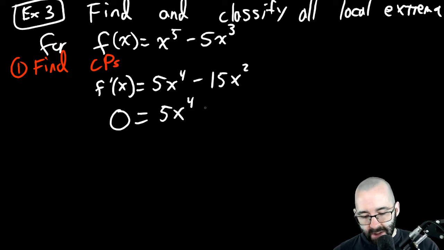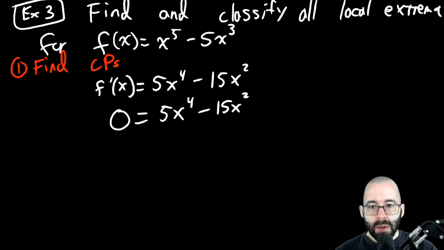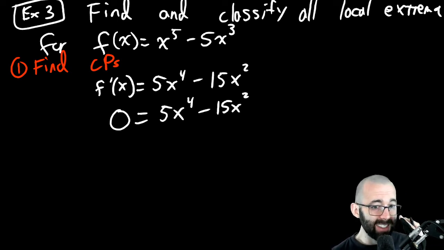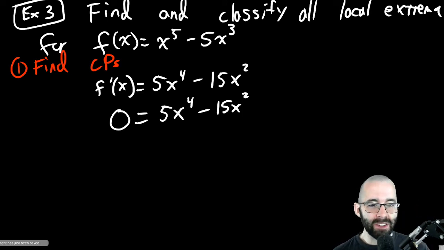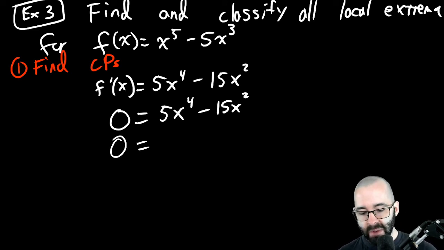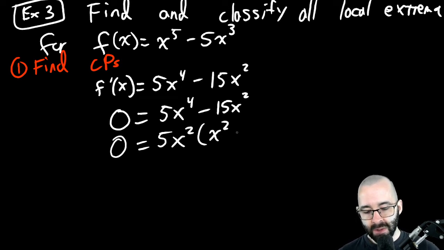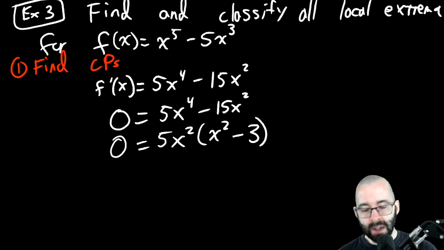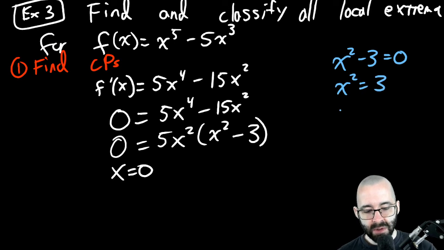So how do we solve this? This is a quartic function, a 4th degree polynomial. And before you freak out and say, I don't know the quartic formula, which exists for certain subclasses of quartic functions, you don't need any quartic formula. Let's factor. Let's take the greatest common factor out. We can take out a 5, and we can take out an x squared. And that leaves us with x squared minus 3. So this first thing is true when x is equal to 0, and the second thing is true when x squared minus 3 equals 0, when x squared equals 3, when x is plus or minus the square root of 3.